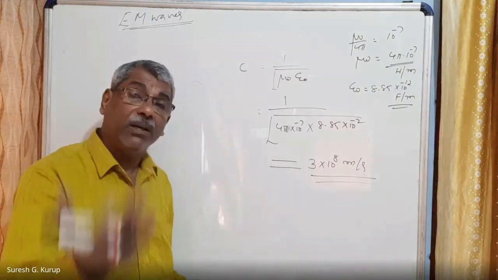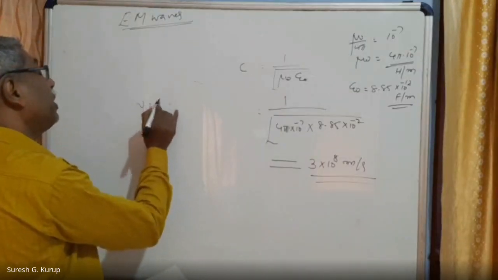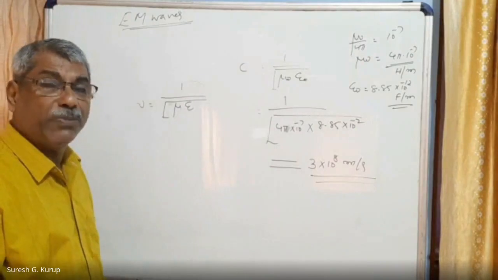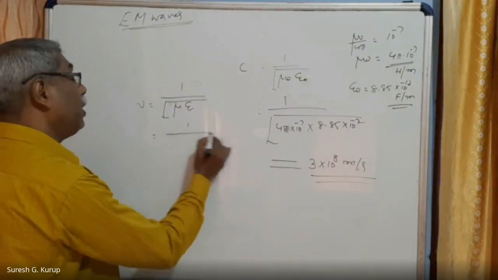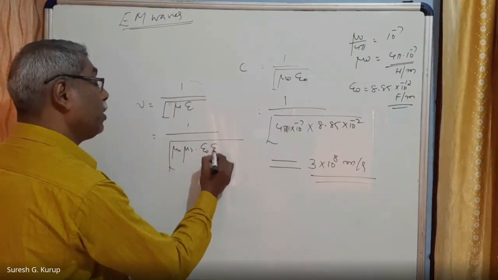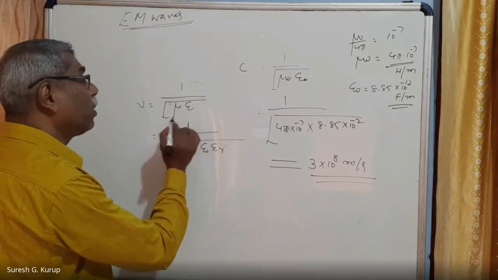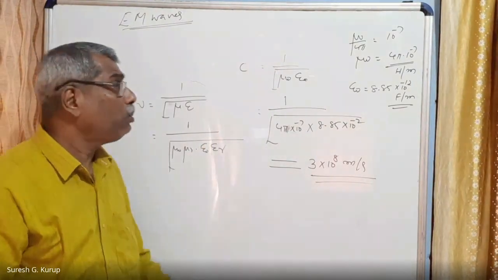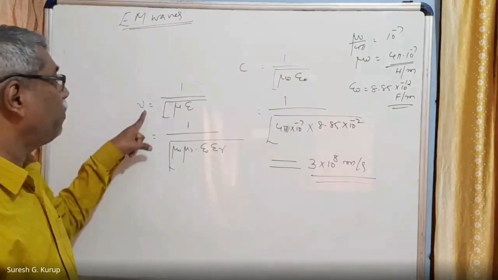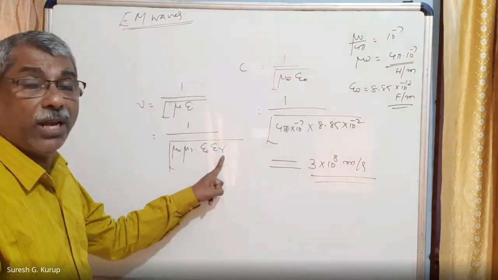In a medium other than air or vacuum, the velocity of an electromagnetic wave is given by v is equal to 1 by root of mu epsilon, where mu is equal to mu zero mu r and epsilon is equal to epsilon zero epsilon r. In space, air or vacuum, the equation for speed uses mu zero epsilon zero. Other than air or vacuum, the speed is given by v is equal to 1 by root of mu epsilon.